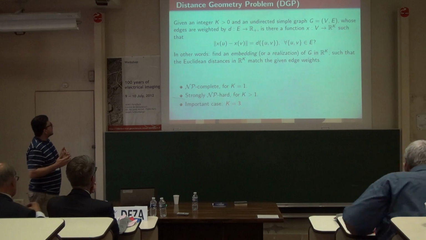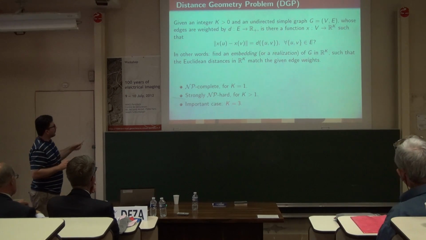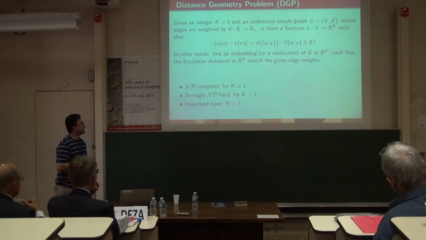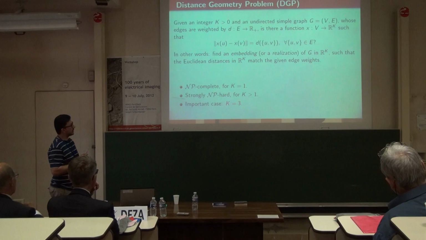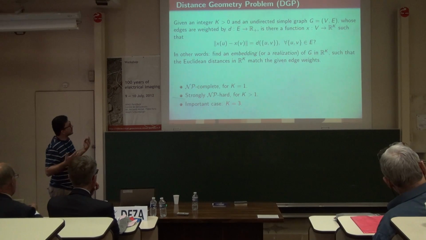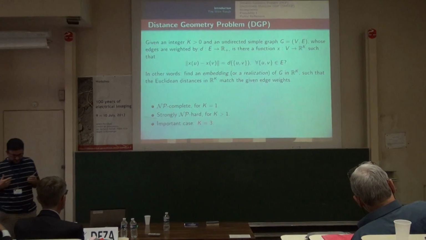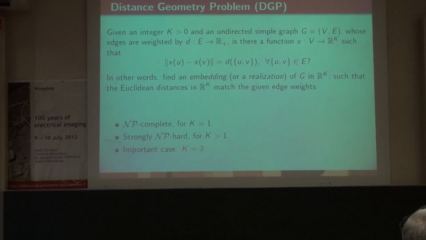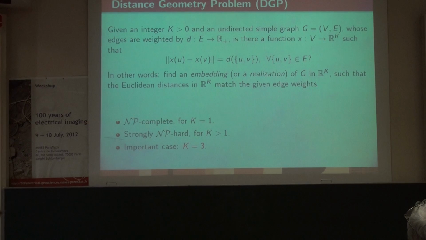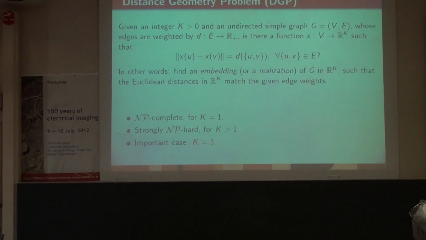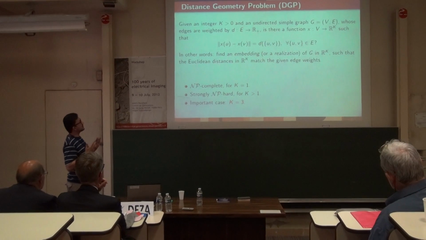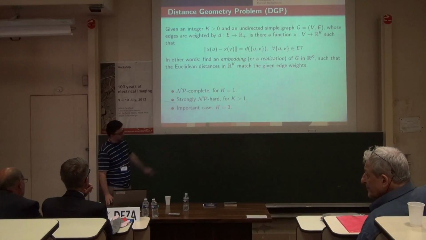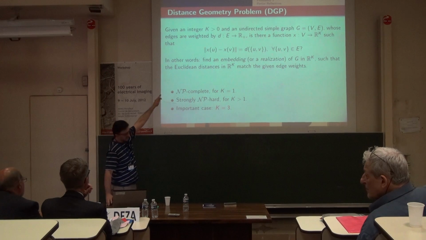Some facts about the distance geometry problem: for k equal to 1 it is NP-complete, and for k greater than 1 it is strongly NP-hard. We were motivated by problems related to protein structure. So we will fix k equal to 3, but the majority of the results can be extended to higher dimensions. This is the problem that we are interested in.